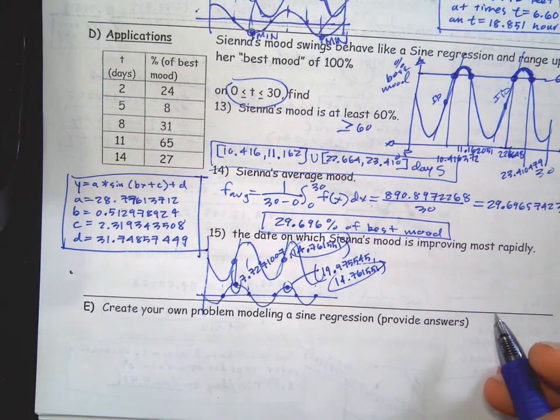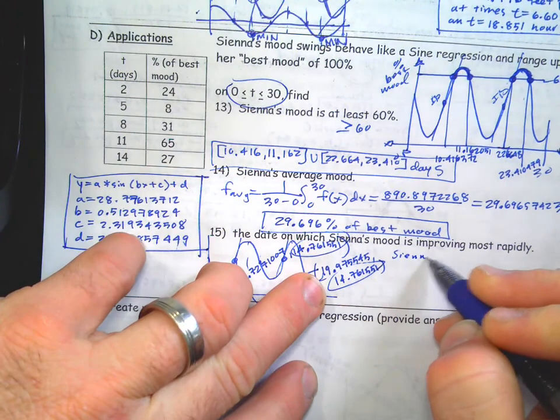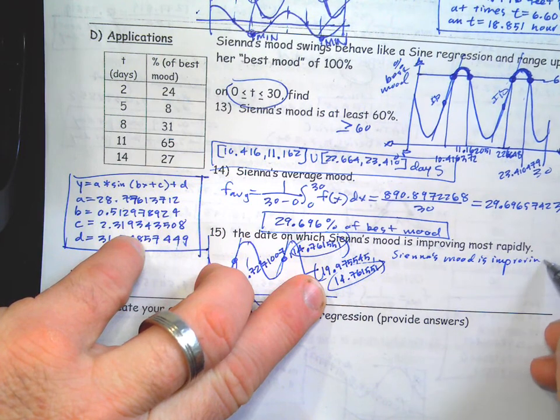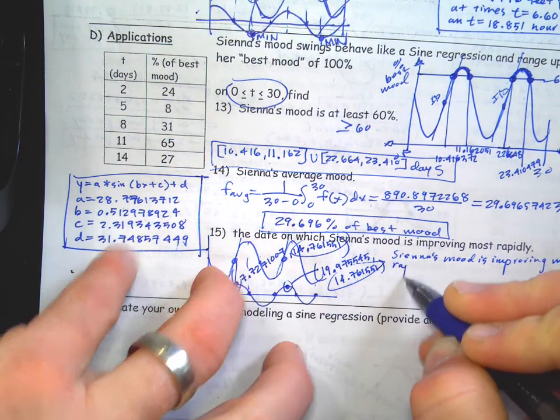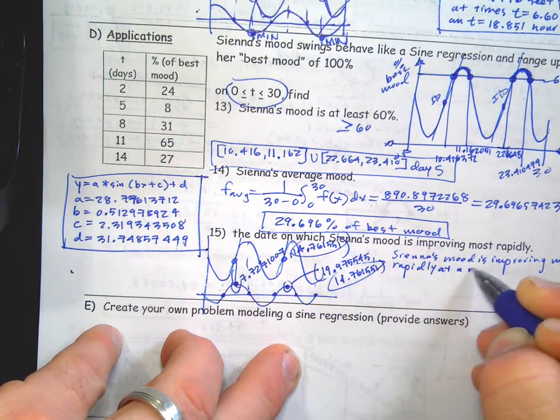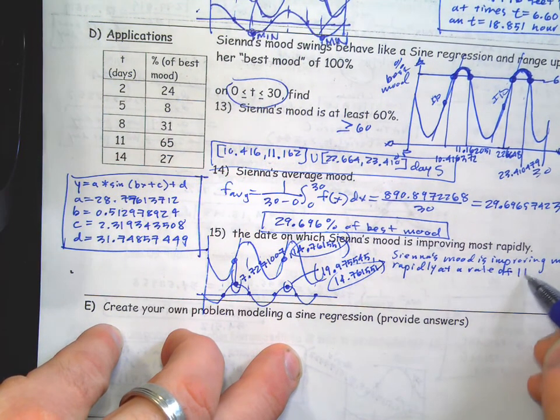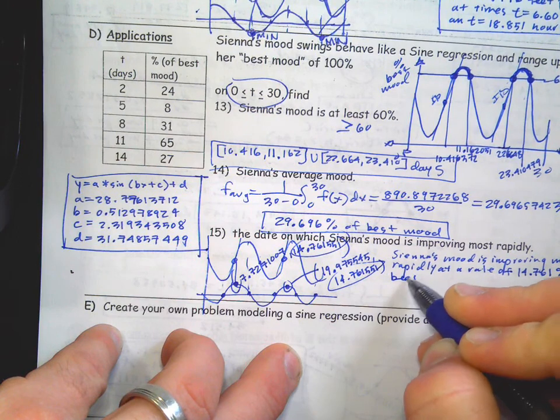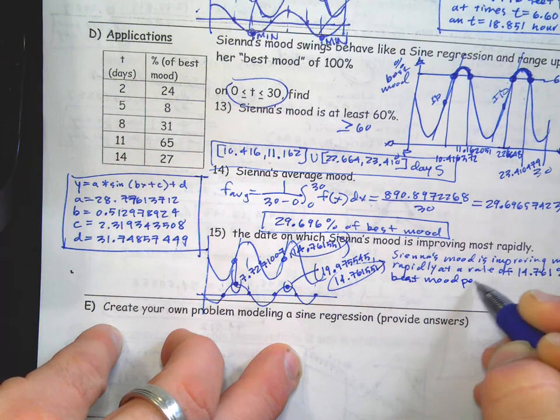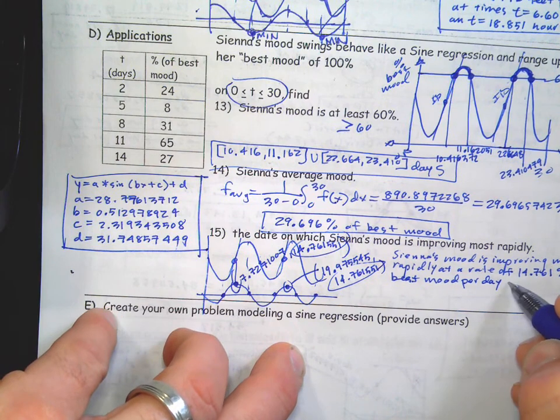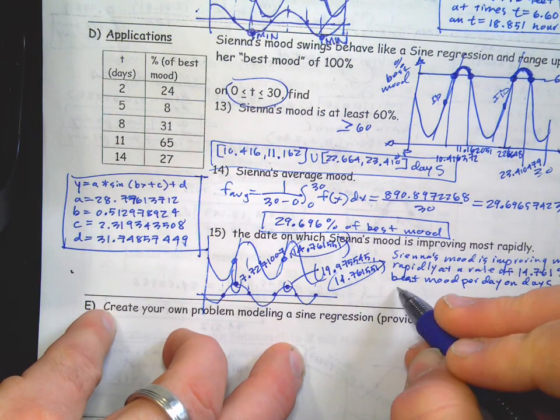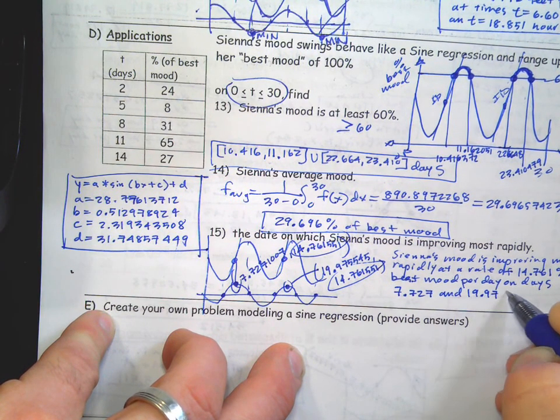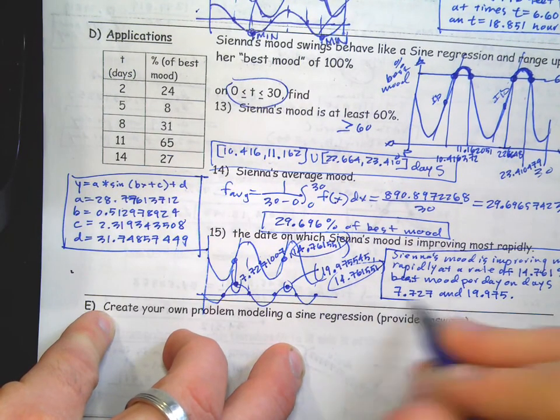So we're going to say Siena's mood is improving most rapidly at a rate of 14.761% of best mood per day. Rates are two things changing. On days 7.727 and 19.975. I already said days to begin with, so I don't need to say days after it. But this is the answer I'm looking for.